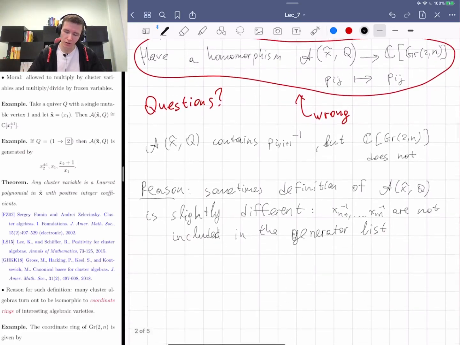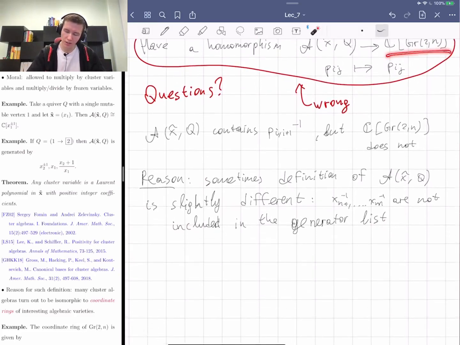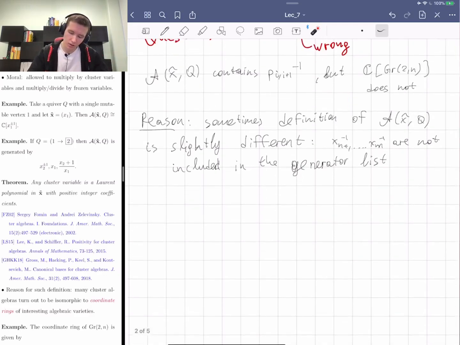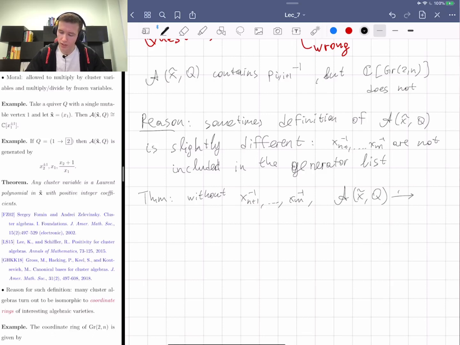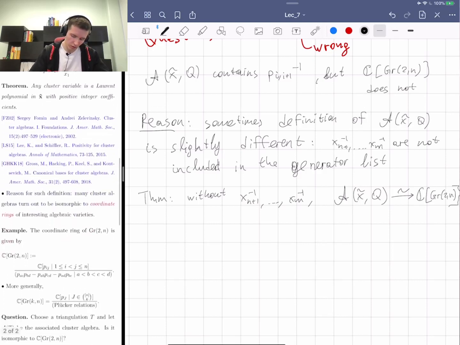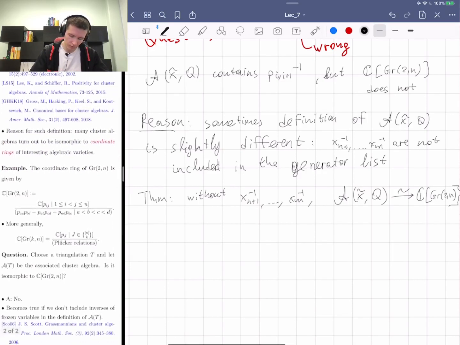Like here, for the case of the Grassmannian, if I forbid to include these things as generators, then indeed I get such a homomorphism, and it's an isomorphism. So, okay. If you define cluster algebra without these x_{n+1} inverse, ..., x_m inverse, indeed the cluster algebra of x tilde comma q is isomorphic to the coordinate ring of the Grassmannian 2 comma n. And so that was proved by Scott.